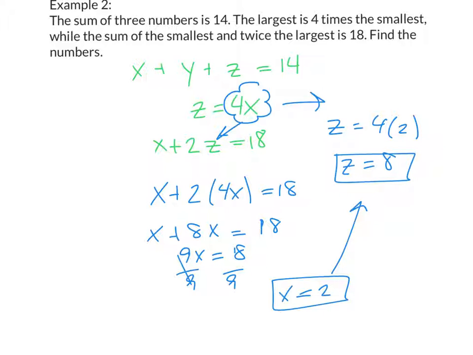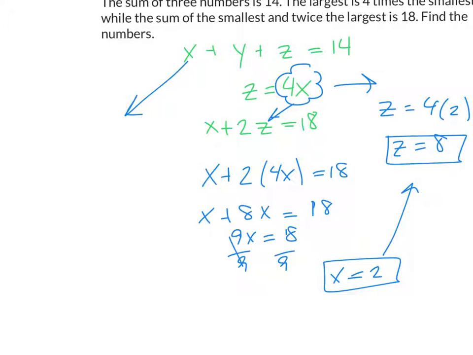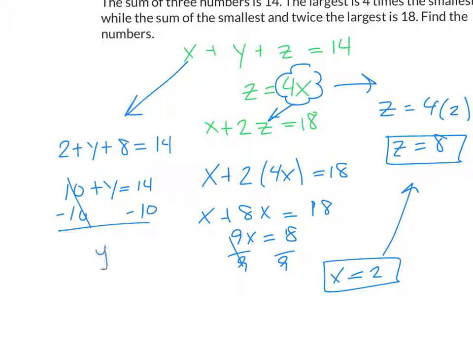And to get my final number y, I can take this equation and put in the 8 and the 2, so I'll put 2 in for x, and 8 for z, and that's going to get you 10 plus y equals 14. Subtract the 10, we end up getting y equal to 4, and that's how you get these 3 numbers.